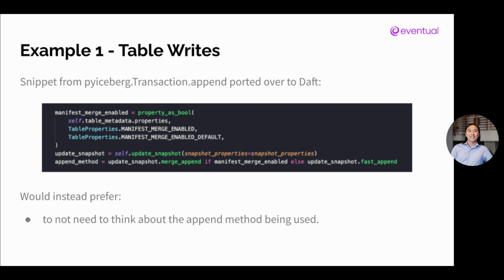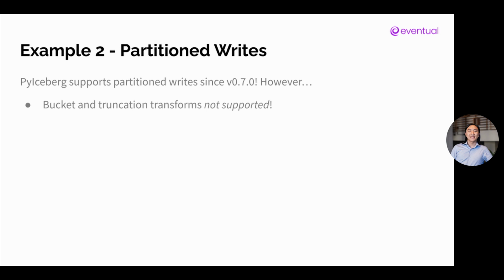However, because we have to tear apart this abstraction, we have to include stuff like this in our code base. Instead, we would prefer to not have to think about how PyIceberg does the append method at all. Another example is partition writes. PyIceberg does support partition writes since 0.7, and we quickly added support for that, and we were very happy to have that. But PyIceberg, for some reason, does not support the bucket and truncation transforms for partitioning. Why? This seems like a very weird thing to me, right? Because we have our temporal transforms, they work great.